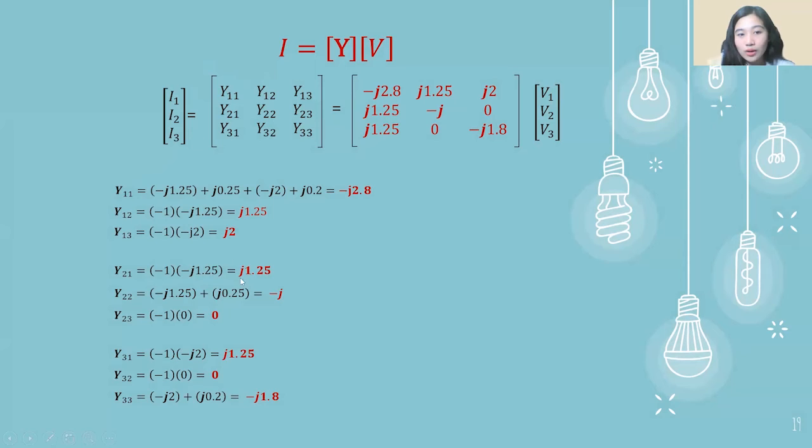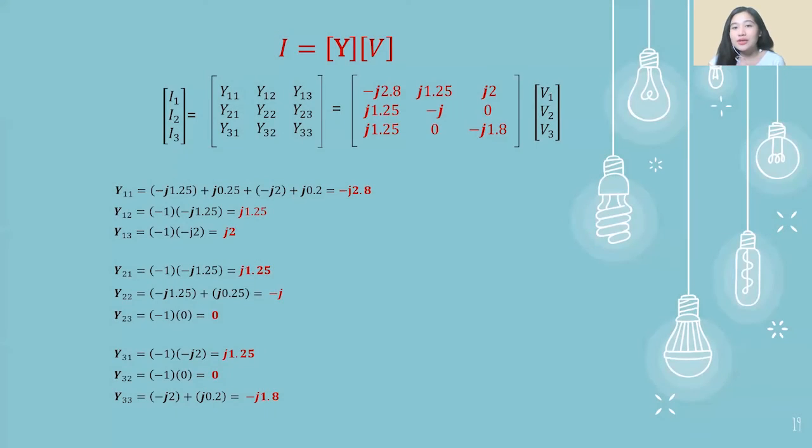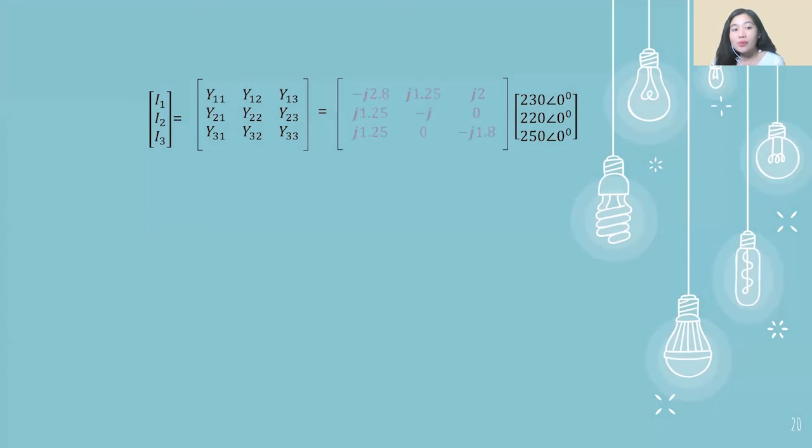Then our Y21 is J1.25. And our Y22 is negative J. And 0 is our Y23. Y31 is designated here, that's J1.25. Y32 is 0. And our Y33 is negative J1.8. Okay, now moving forward to our calculation of I1, I2, and I3. So as you can see, we have placed all of our admittances in their proper designations based on their symbols.